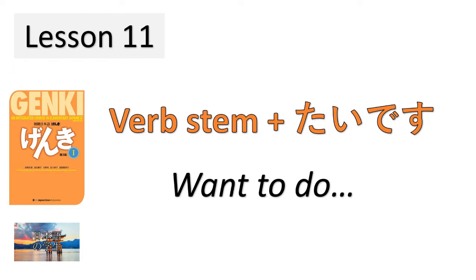In this lesson, we will learn how to say "want to do" or "want to" plus verb. And that is by using the verb stem plus tai desu.